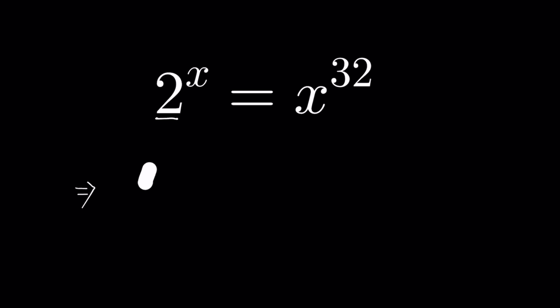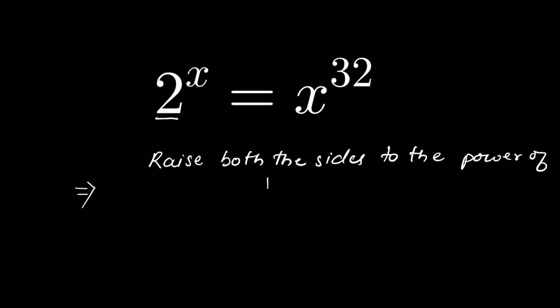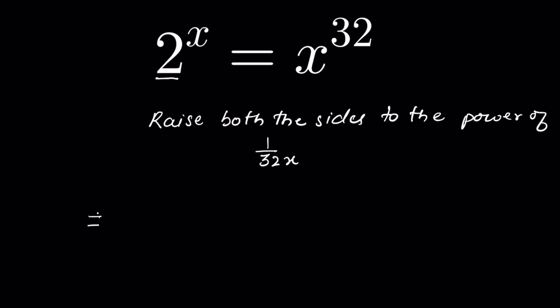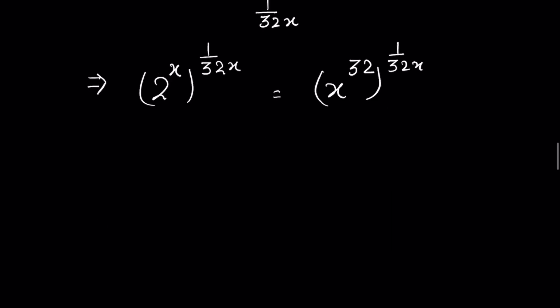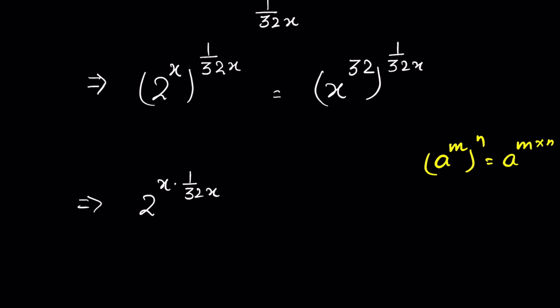For that we have to raise both the sides to the power of 1 upon 32x. So this will be 2 to the power x, then whole raised to the power 1 upon 32x is equal to x to the power 32, then whole raised to the power 1 upon 32x. Now there is an identity. If a raised to the power m whole raised to the power n, then this is equal to a raised to the power m times n. So this will be 2 to the power x times 1 upon 32x is equal to x to the power 32 times 1 upon 32x.